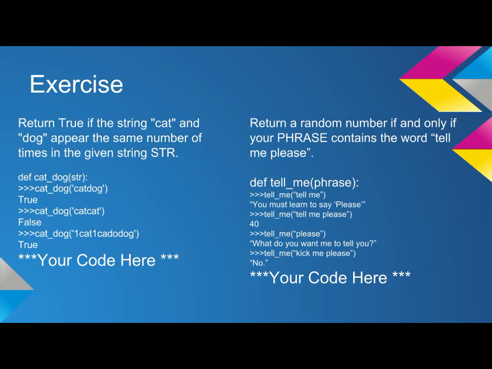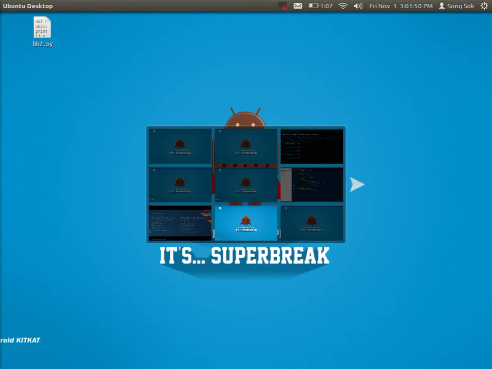Anyone have any ideas how to do this? How would you do this? If the phrase does not contain the string "tell me please", then return... you must learn to say please. Then else, return other things. So it returns a random number, right? How do you generate a random number? Then return random from 0 to whatever you want. Yeah, okay. All right, fair enough. Let's do it.